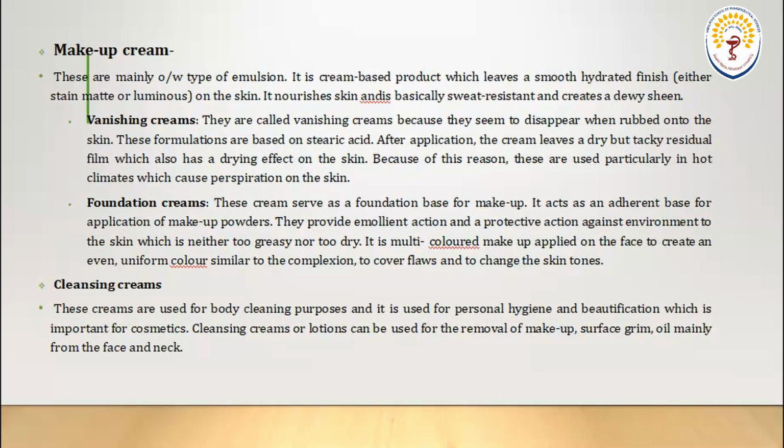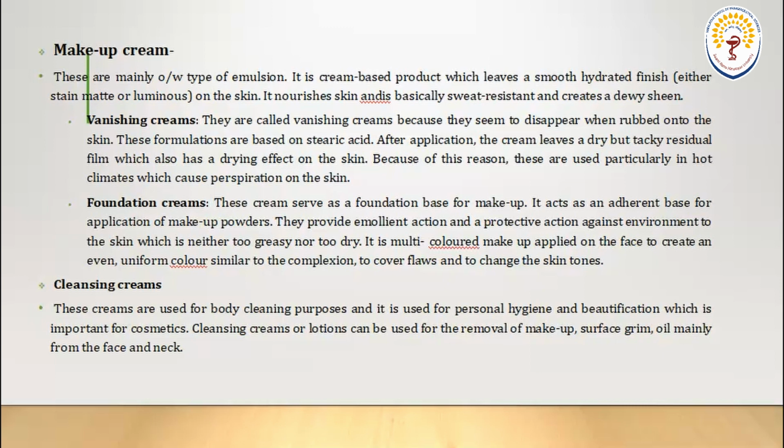Vanishing cream. They are called vanishing cream because they seem to disappear when applied to the skin surface. These formulations are based on stearic acid, and after application the creams leave a dry but tacky residual film which also has a drying effect on the skin. Because of this reason, these are used particularly in hot climates.